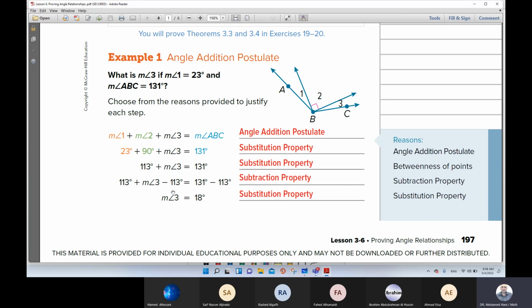So add the inverse, negative 113 and negative 113, to the two sides. Remains here: measure of angle 3 equals 131 minus 113, which will be 18 degrees.